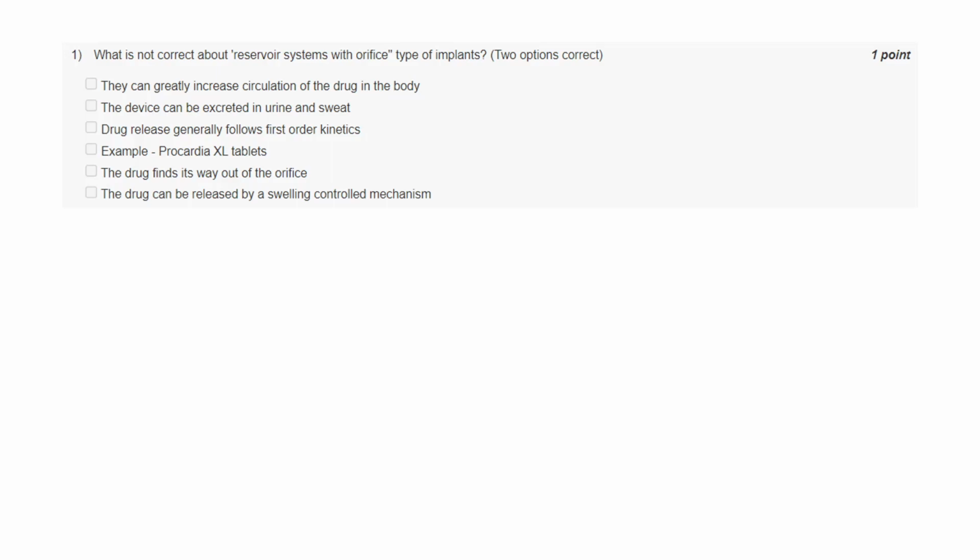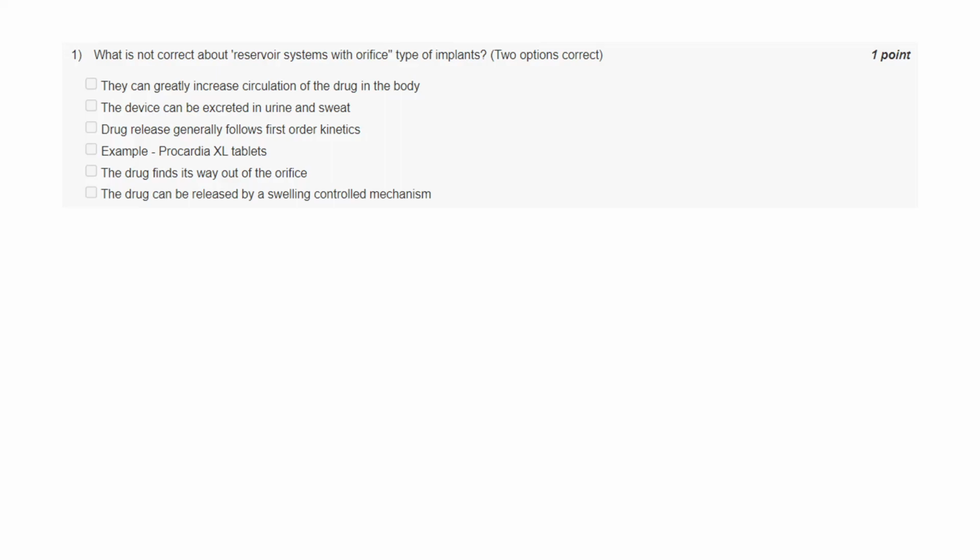One answer is the drug is excreted in the feces, not in the urine and the sweat. Exactly. So we have to choose the false options. The second one is not correct. Yeah, so the right answer for this question is the second option.